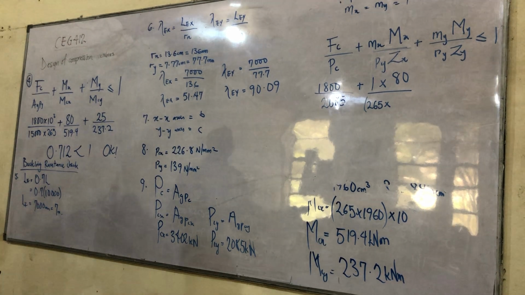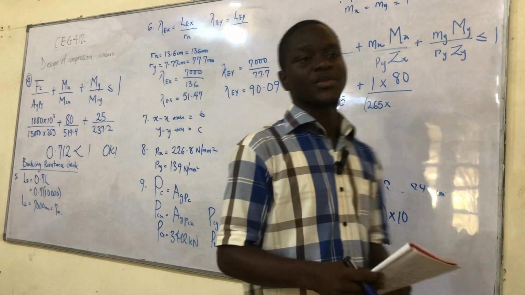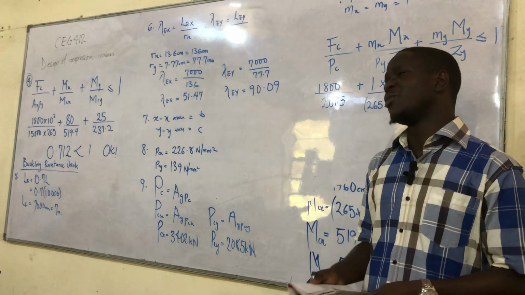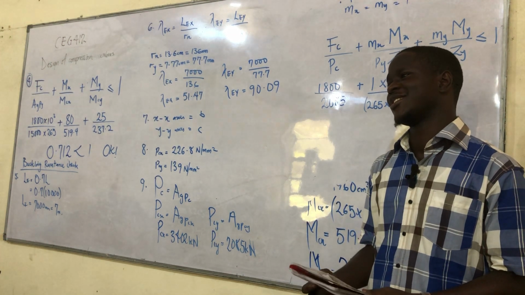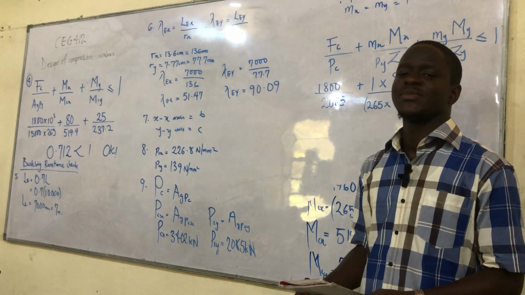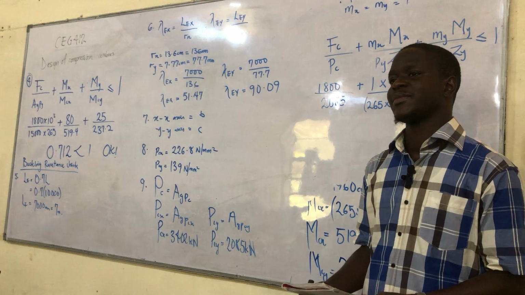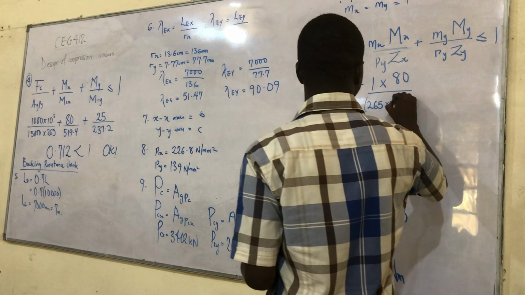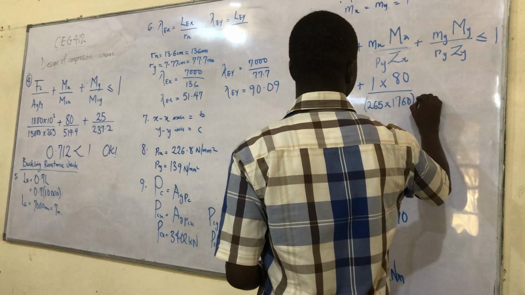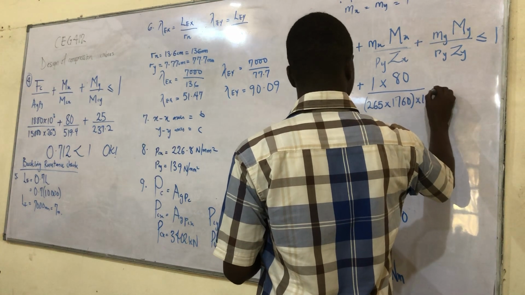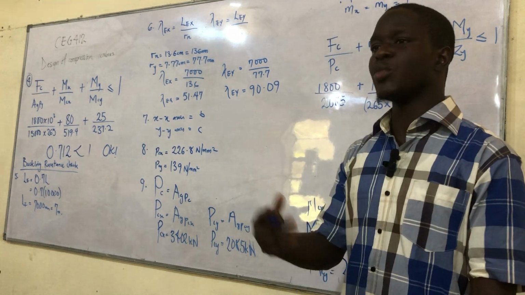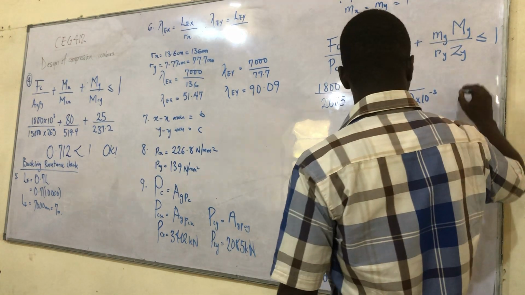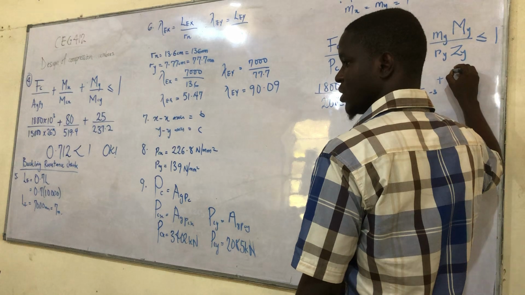So now, what's our ZX? Please get your ZX for me. What's your ZX? Ekpele, we're almost done. What's ZX? 1760. What's Z? Elastic modulus at X. That's 1760.